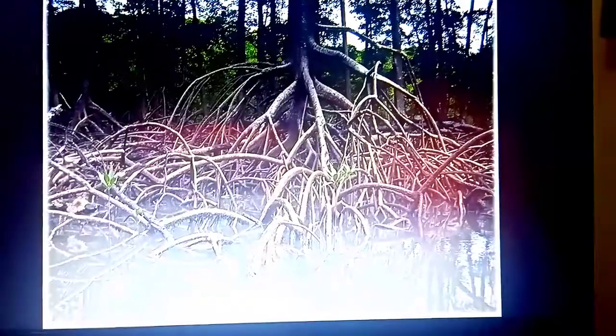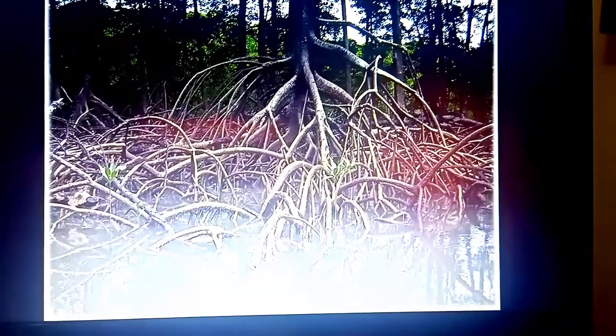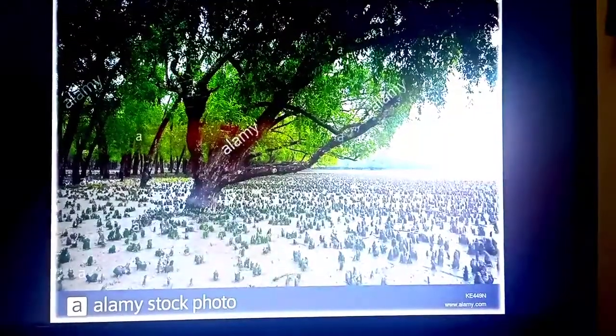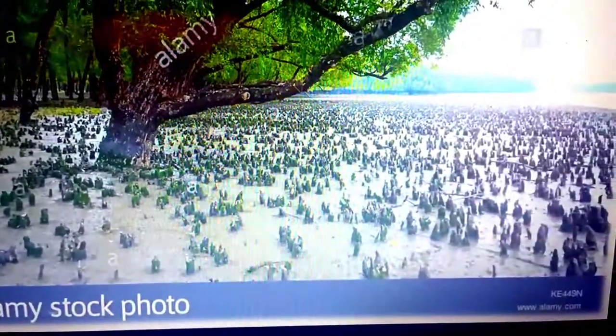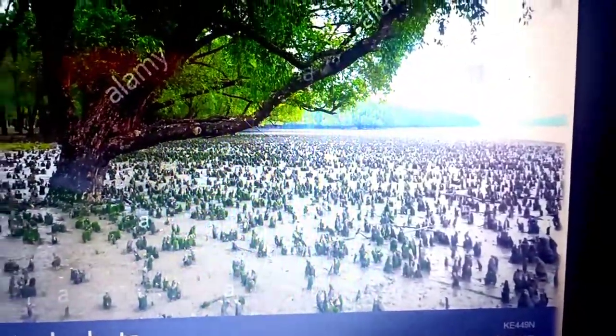Let's proceed. So we are learning about the tidal forest or mangrove forest. See this picture. I'll take it closer. Can you see the vegetation is submerged under the water?